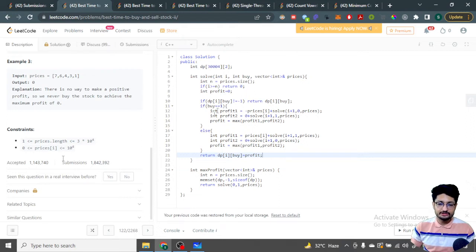So you have two states. If buy is equal to 1, it means that you can buy a stock because you still have one more stock to buy. So what you can do is that you have two ways.